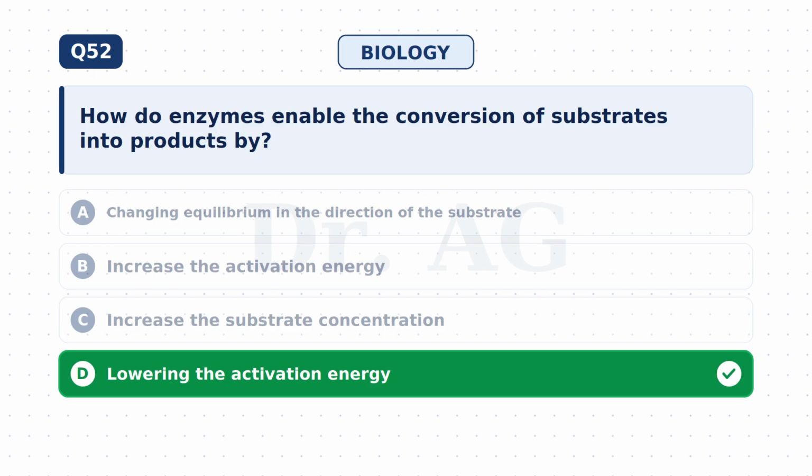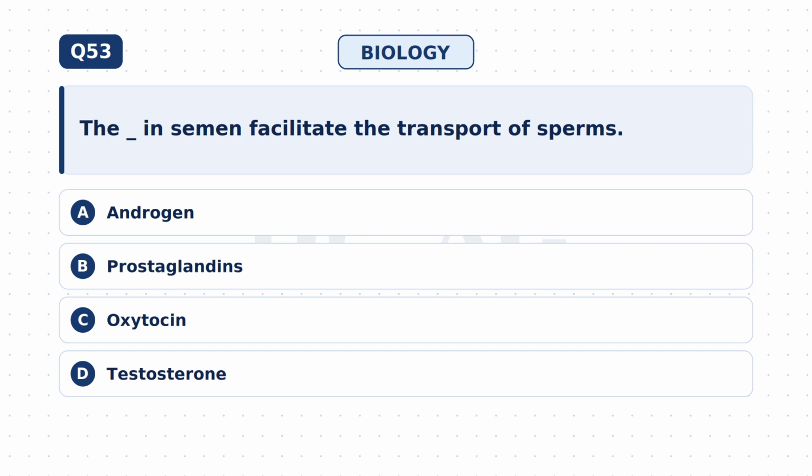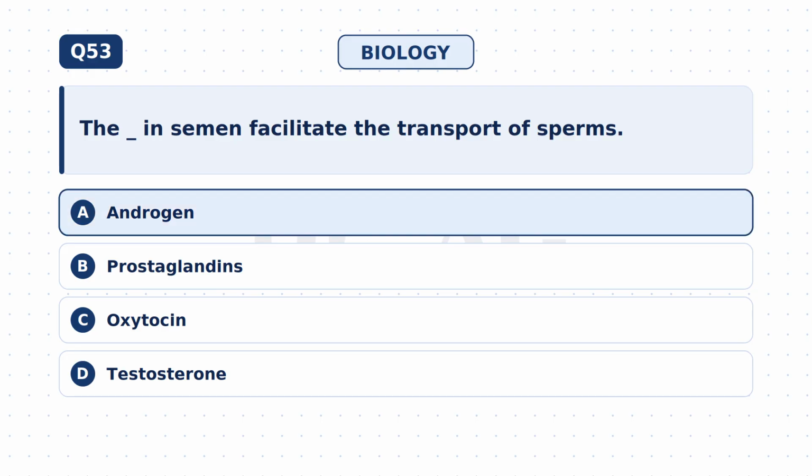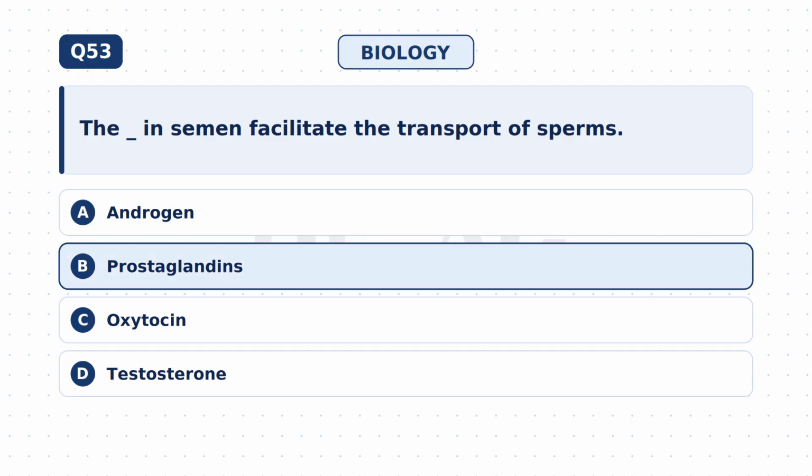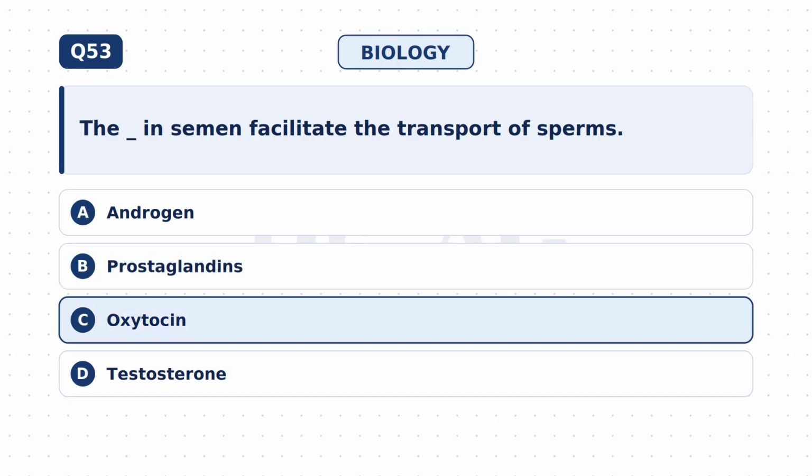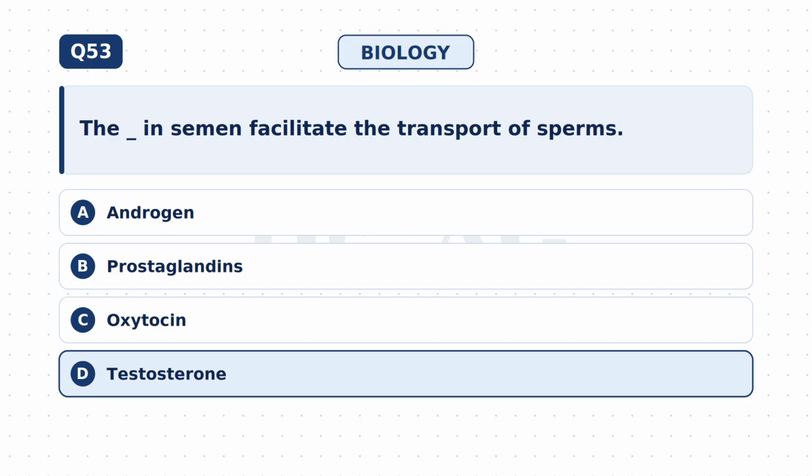The correct answer is D. Lowering activation energy. Question 53. The blank in semen facilitates the transport of sperms. Option A. Androgen. Option B. Prostaglandins. Option C. Oxytocin. Option D. Testosterone.